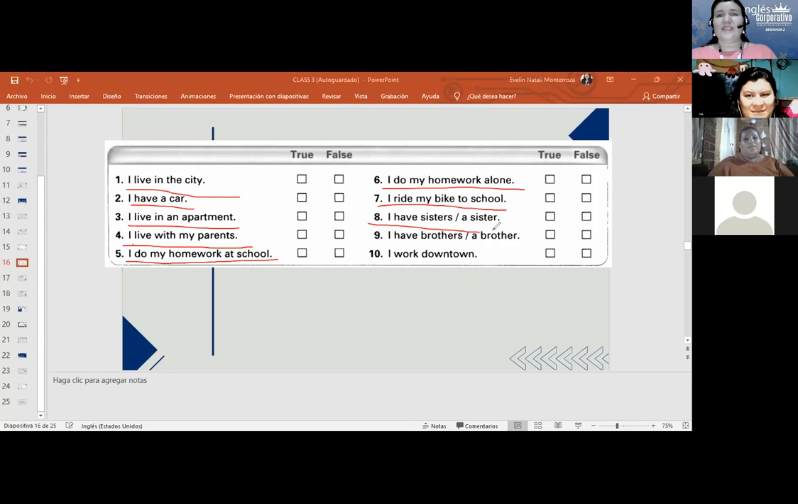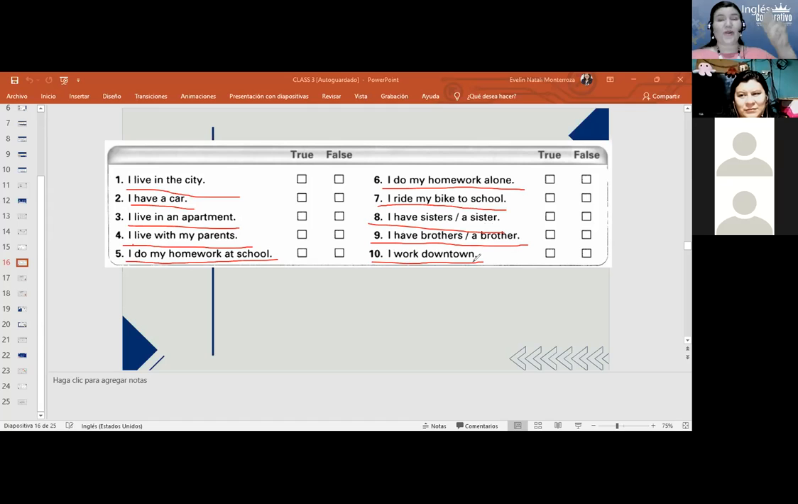I have sisters or I have a sister. Who has sisters here? I have a sister. For me, it's true. I have a sister. Very good. I have brothers or I have a brother. I have a brother. I work downtown. Yes, I work downtown too.